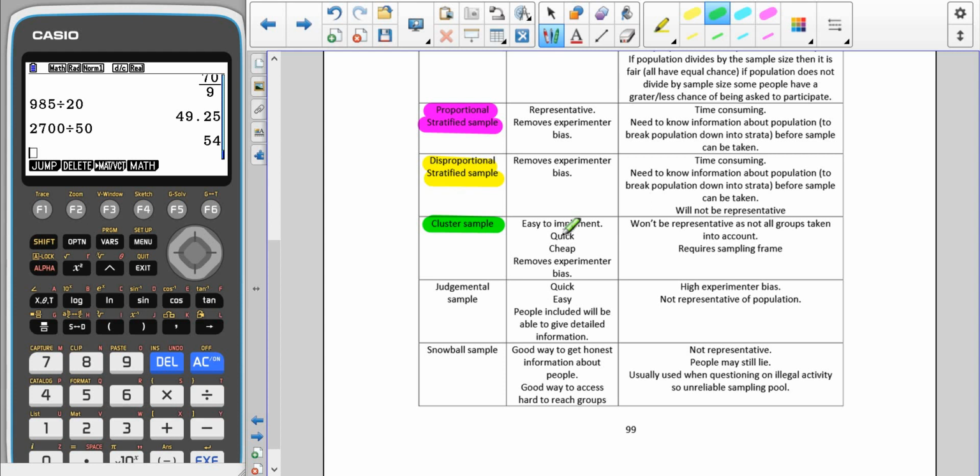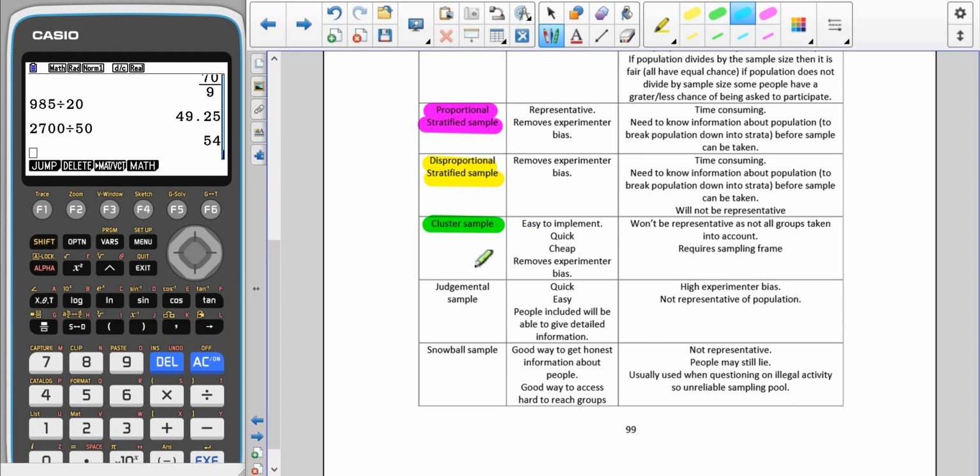However, it won't be representative because some sections won't be looked at or some postcodes won't get their viewpoint across. And also it requires you to have a sampling frame before you start that. So it requires you to have all the postcodes, all the sections of the river in order for you to then do your sampling of them.